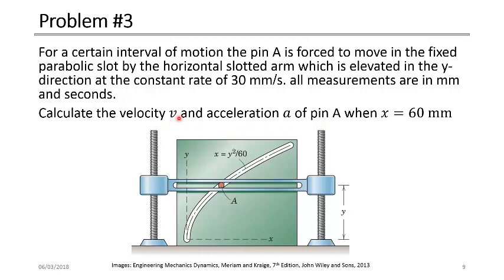So we need to find the total velocity v and the total acceleration a of the pen when x is equal to 60 millimeters. Remember that x can be measured from here in the horizontal direction, but because we have the equation here, if x is given as 60, we can also find y.